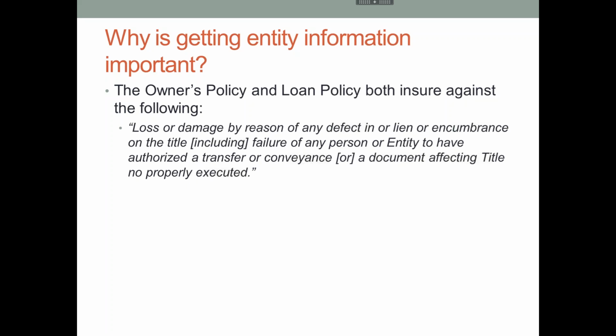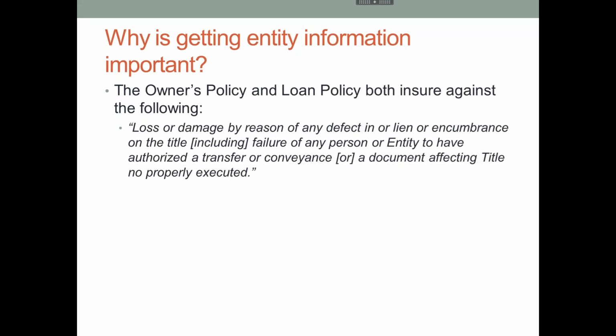Well, it's important because the owner's policy and your loan policy both insure against the following. And I'm going to read this to you. Loss or damage by reason of any defect in lien or encumbrance on the title, including failure of any person or entity to have authorized the transfer or conveyance of a document affecting title not properly executed. What this means is if somebody signs for an LLC on the seller side and they did not have the authority to do that and it affects title, then we are on the hook for that as a title company.